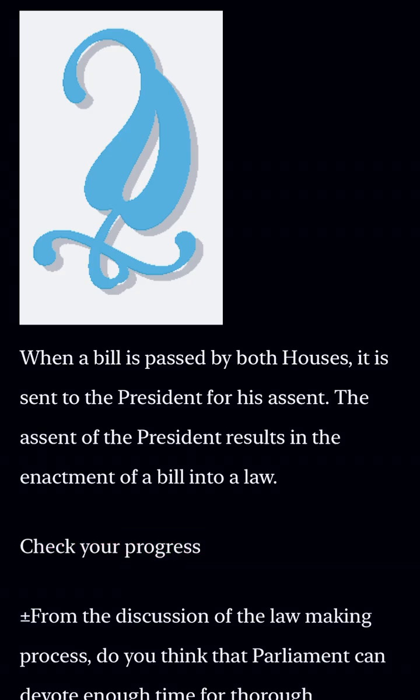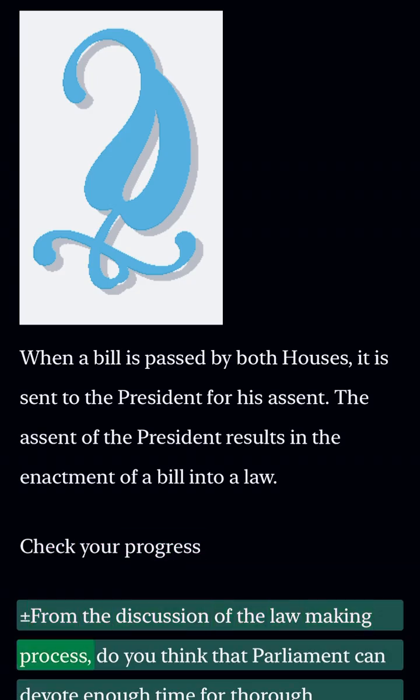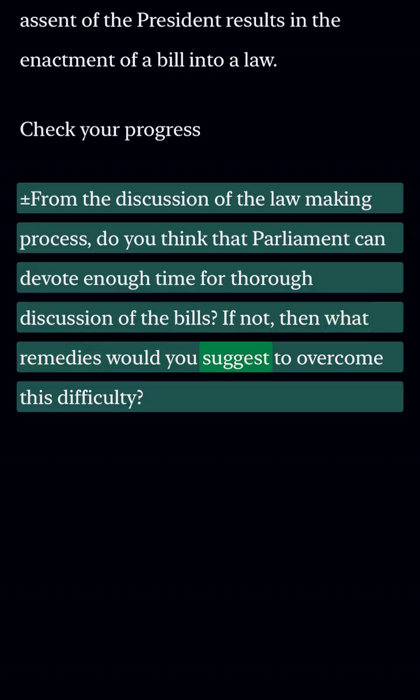Check your progress. From the discussion of the law-making process, do you think that Parliament can devote enough time for thorough discussion of the bills? If not, then what remedies would you suggest to overcome this difficulty?